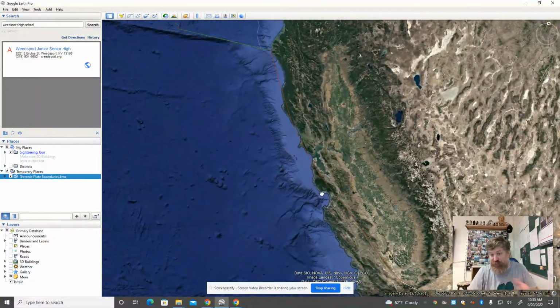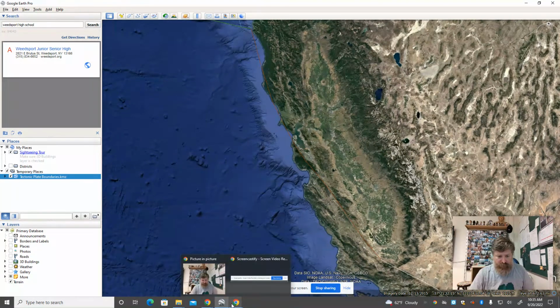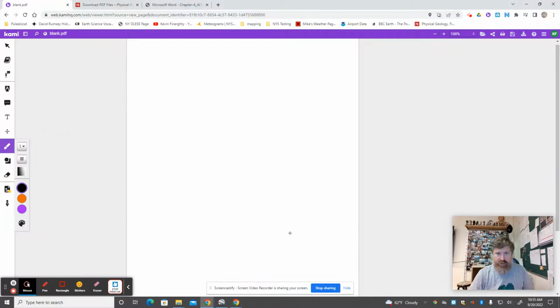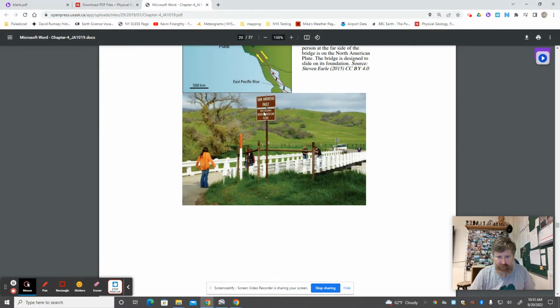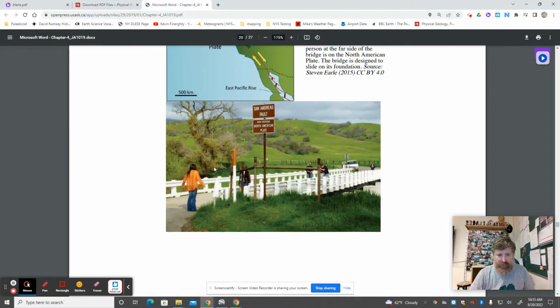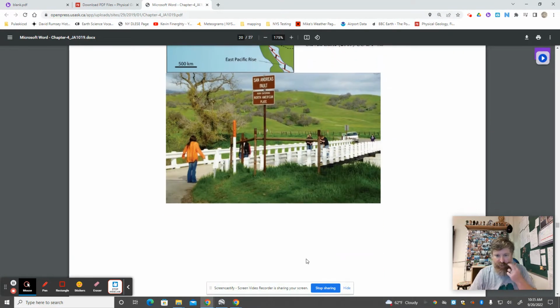The most famous transform plate boundary that we're going to mention, because of where we live, is the San Andreas. So this chunk of California is migrating that way relative to that chunk. In fact, your textbook has a pretty cool picture of this bridge where it says "now entering the North American plate." You're standing over here on what will be the Pacific plate, and then you cross this bridge and you go into the North American.